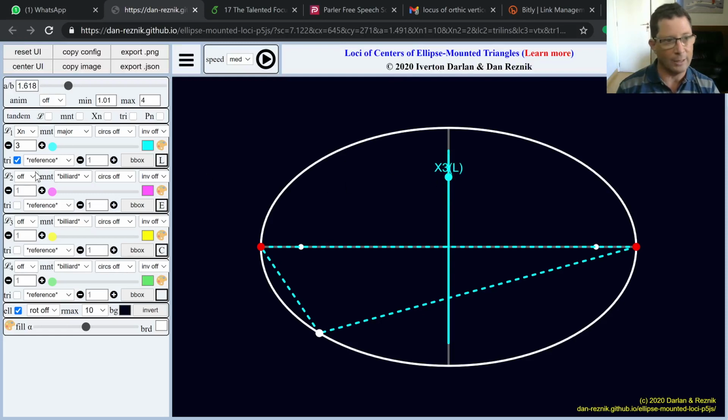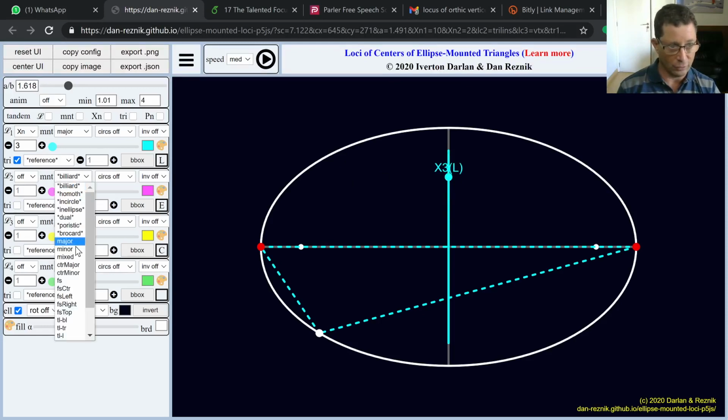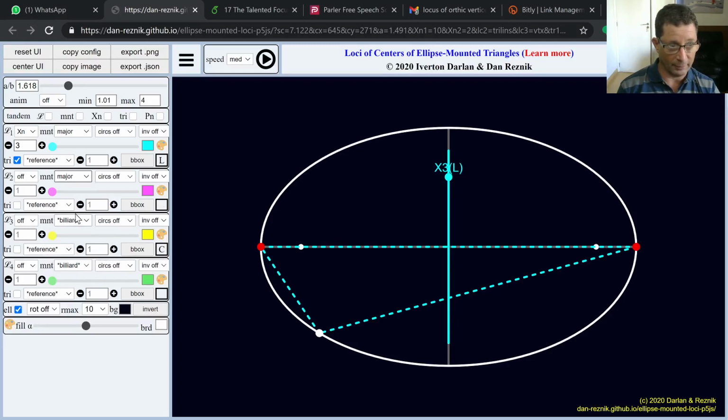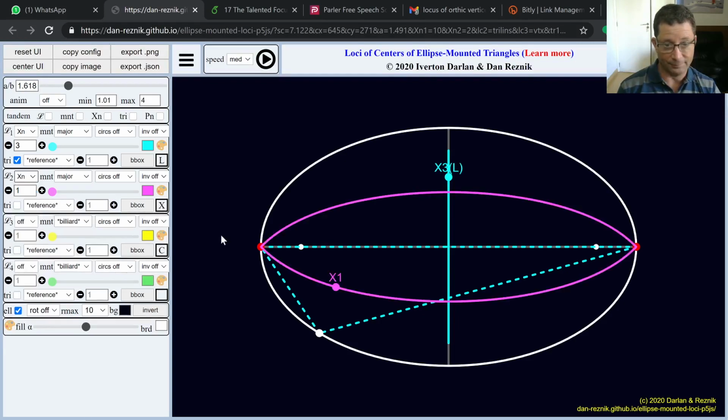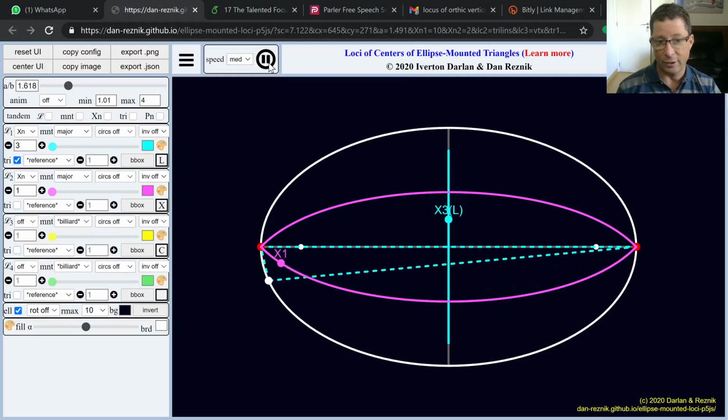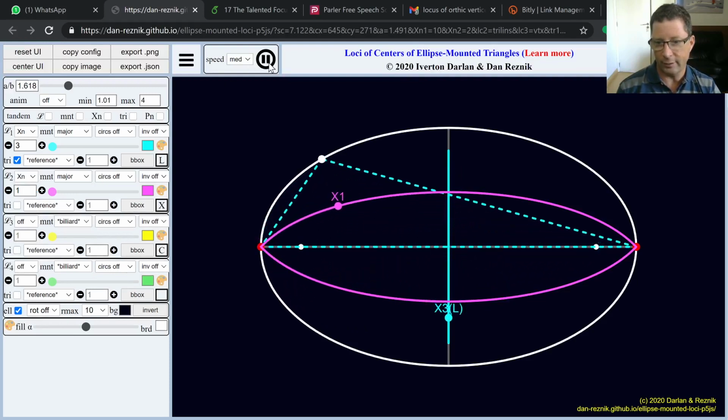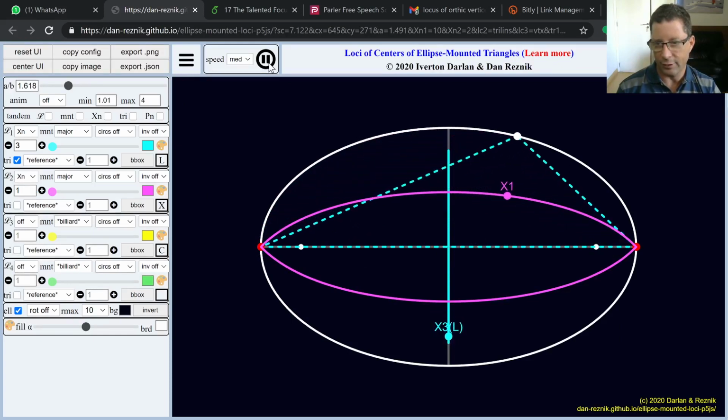Now let's look simultaneously at the same family, but I'm going to choose major here again as the same triangle family. And I'm going to leave it as an incenter, and I'm going to select XN. Okay, now let's look at those simultaneously. Here's the locus of the incenter, and here's the locus of the circumcenter.